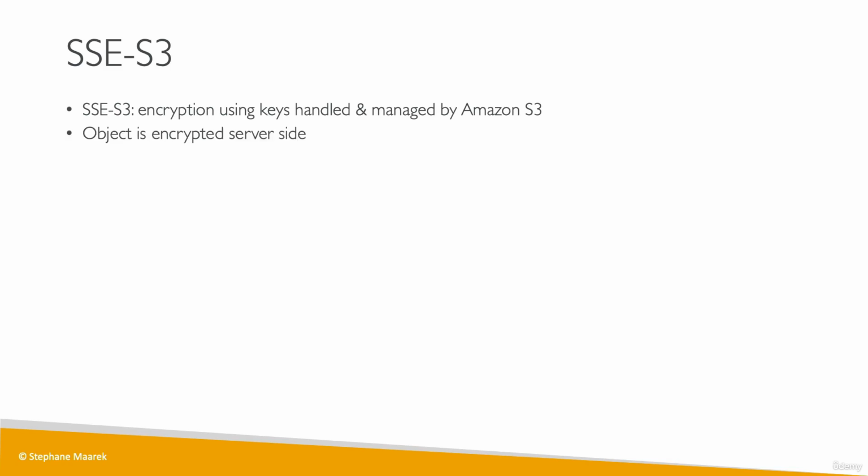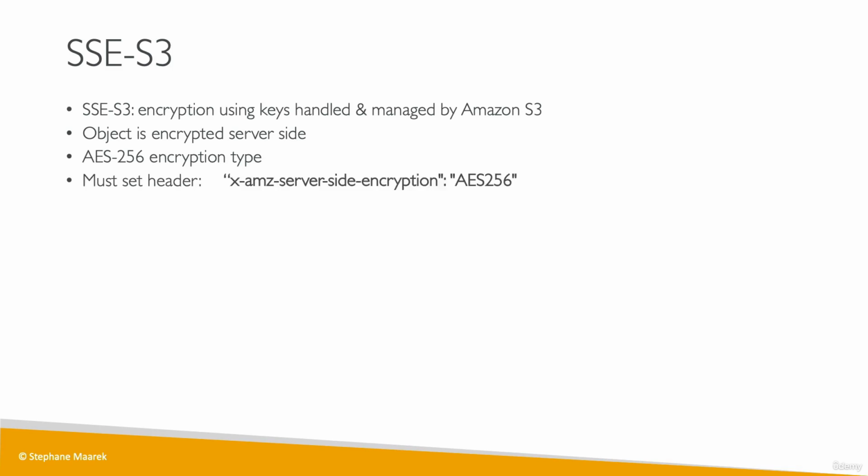The object is going to be encrypted server-side. SSE means server-side encryption, and the type of encryption is AES-256, which is an algorithm. To upload an object and set the SSE-S3 encryption, you must set a header called x-amz-server-side-encryption: AES256. x-amz stands for X Amazon. So, X Amazon server-side encryption AES256, and this is how you remember the name of the header.